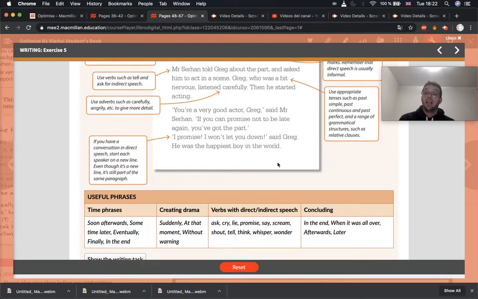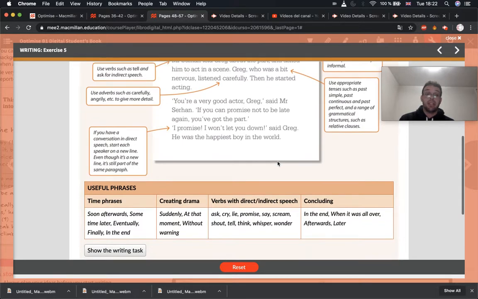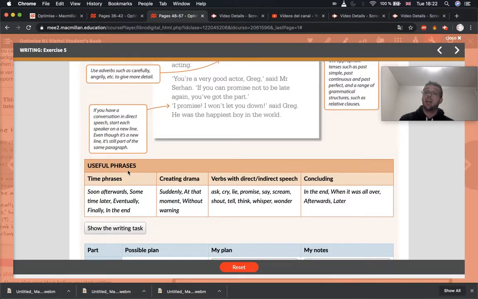Now, the interesting part in the writing reference is here, because it has useful phrases. I want you to use these phrases in your story. So, time expressions: soon afterwards, sometime later, then, eventually, finally. So you can order the events of your story. First, this happened. Afterwards, this happened. Finally, this happened. To create some drama in your story, you can use some of these expressions: suddenly, something went wrong, or at that moment, or without warning. So when an unexpected thing happens dramatically in the story, you can use phrases like this.